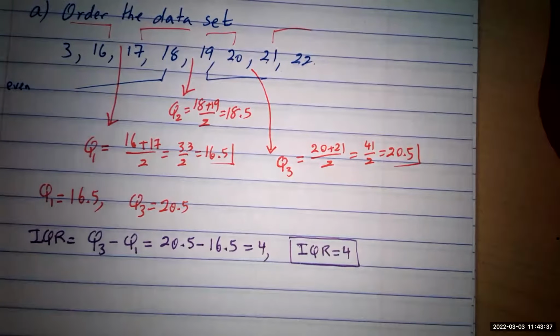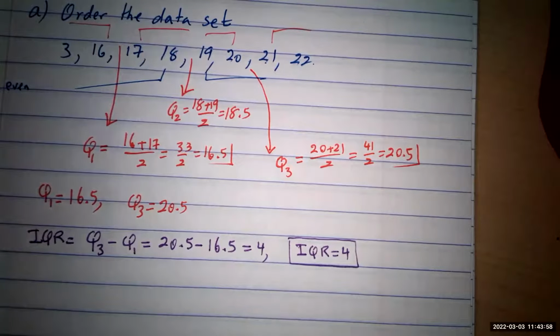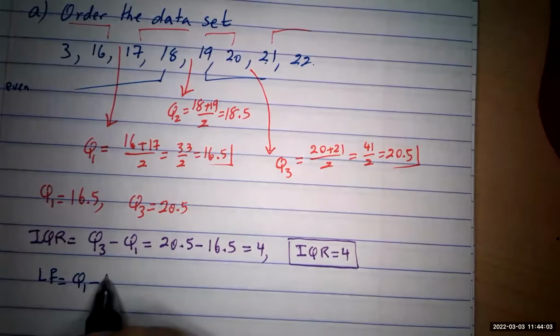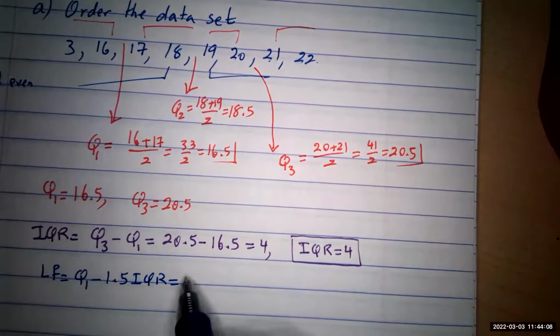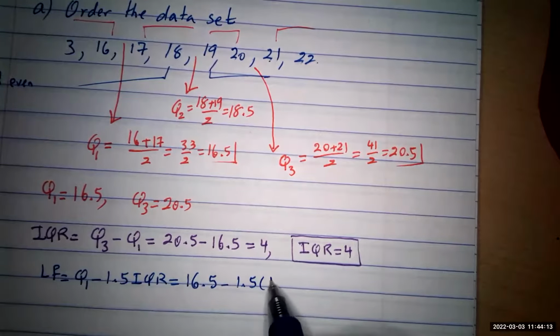That's the IQR. Again, make sure you get your formula all right. And again, if you substitute this information in your calculator, as we did the other day, it gives you all these numbers quickly. It's not a big deal. So we go for the lower fence and the upper fence. This is it, lower fence. The lower fence is Q1 minus 1.5 IQR. So it's going to be 16.5 minus 1.5 times the IQR of 4.